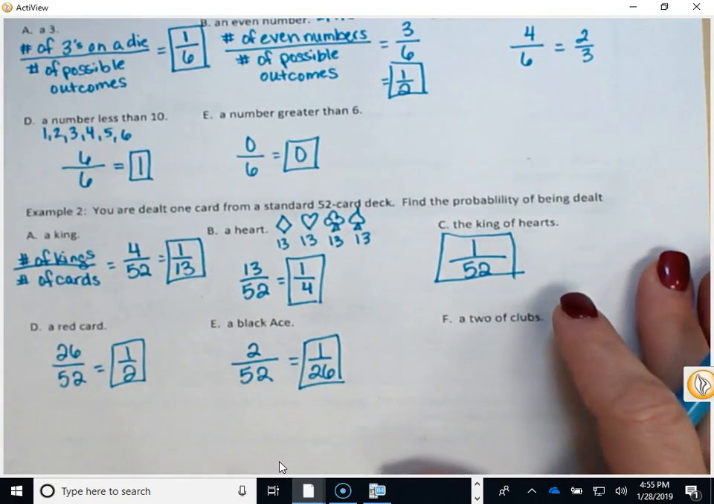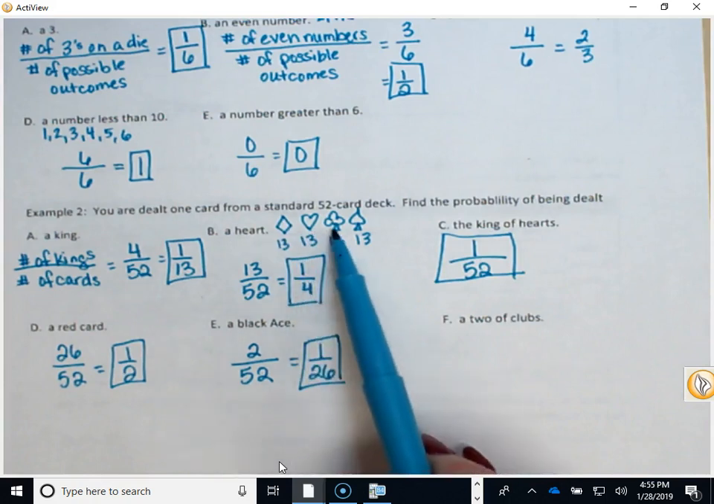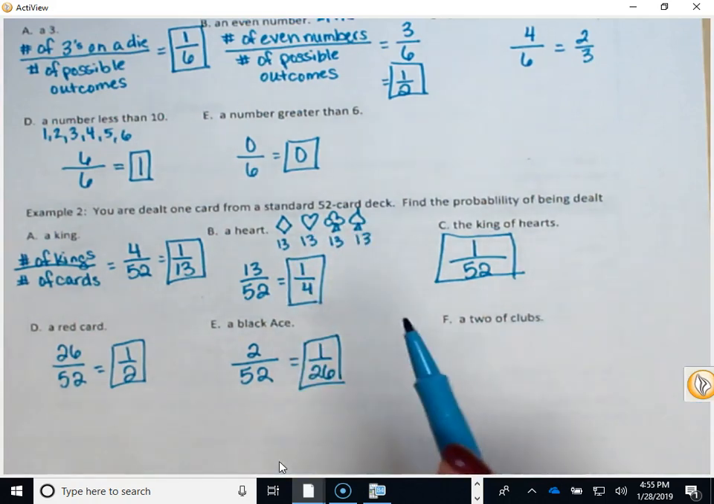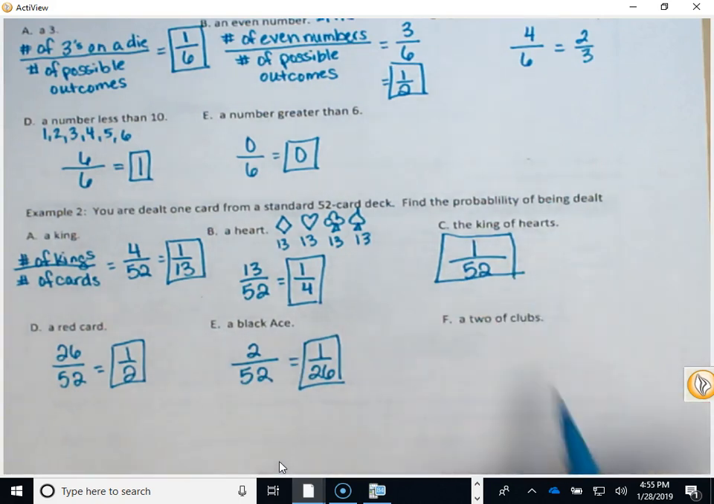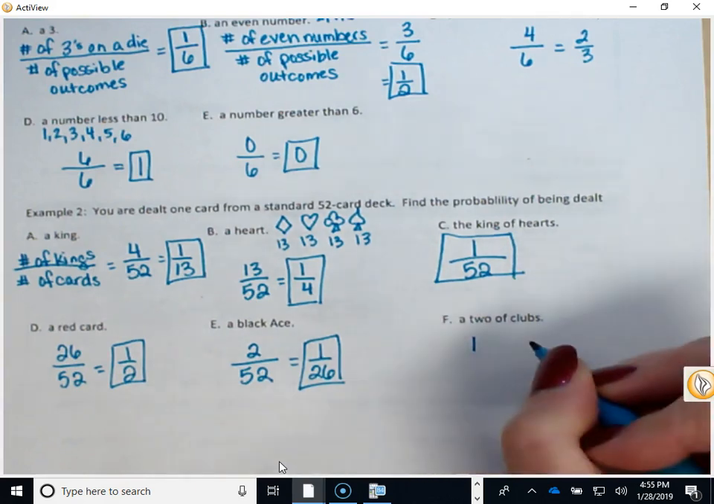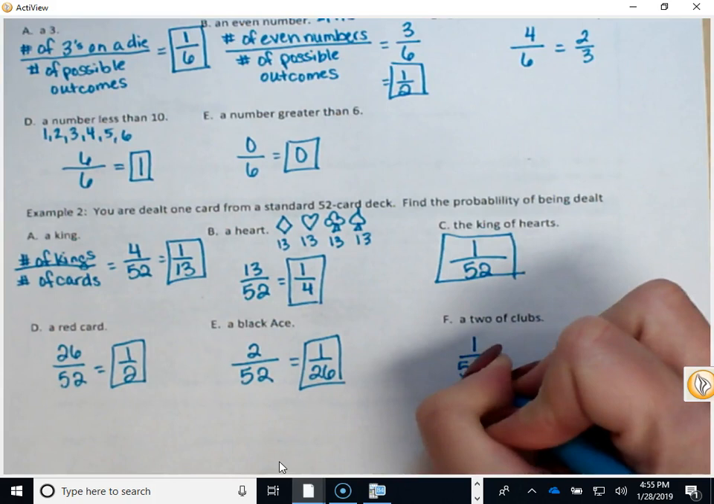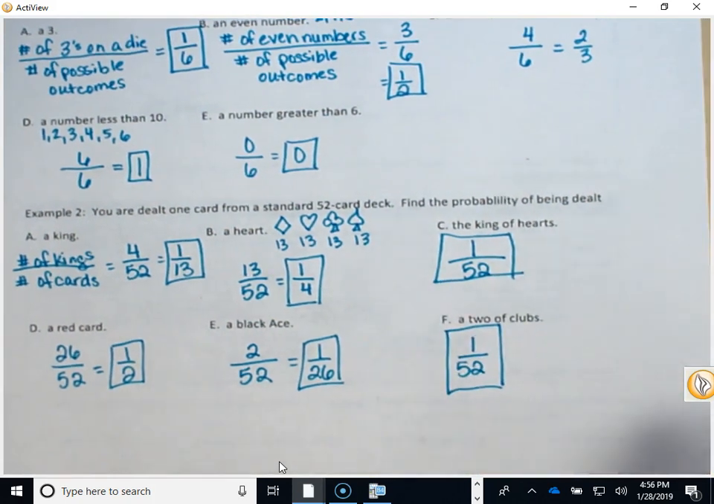And the last one for our theoretical probability is, what's the probability of drawing a 2 of clubs? So just like the king of hearts, there's only 1 2 of clubs, because remember, each one of these suits has 1 number for each one. So it goes 2, 3, 4, 5, 6, 7, 8, 9, 10, jack, queen, king, and ace. So there's only 1 2 of clubs. So that's 1 card out of the 52 cards. So again, 1 out of 52. It doesn't reduce anymore. So the chances of drawing 2 of clubs, 1 out of 52.